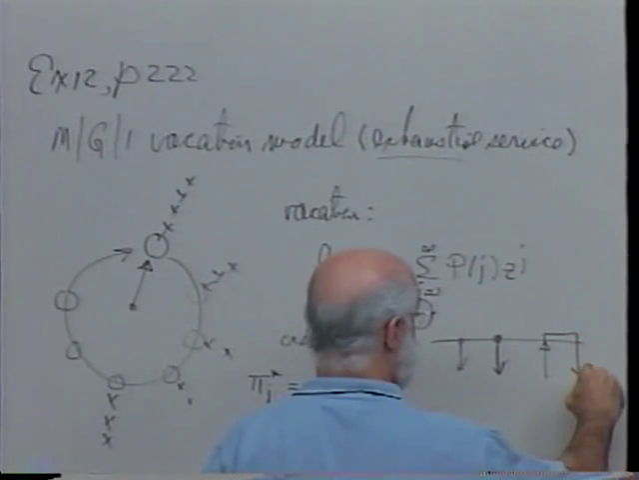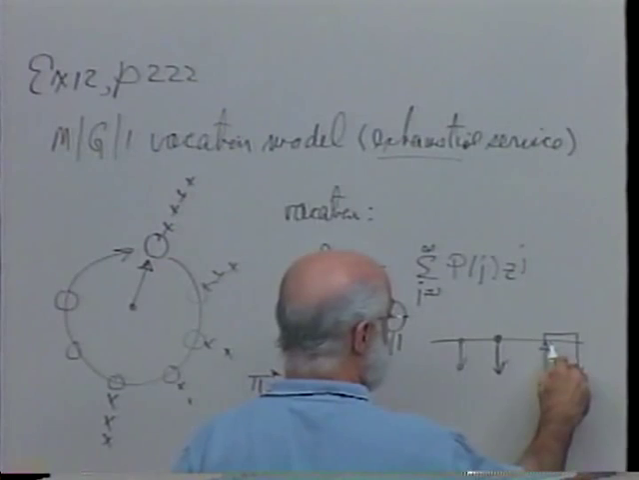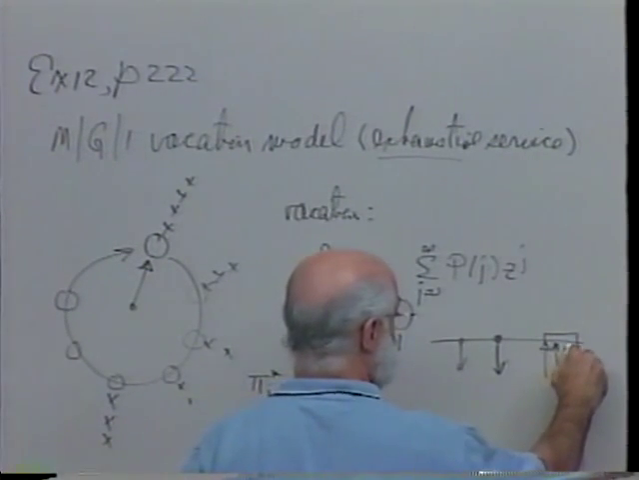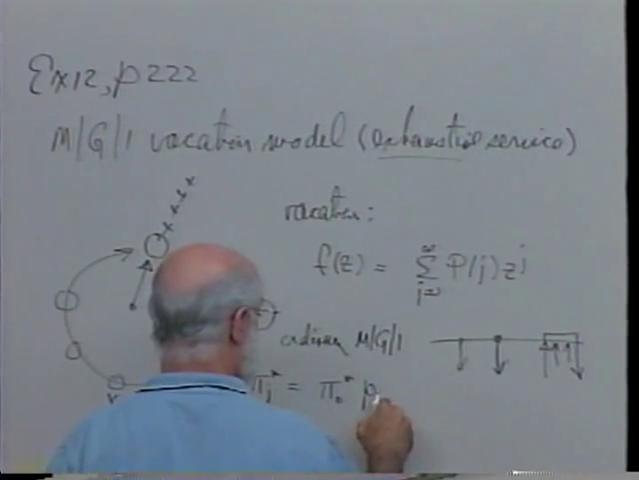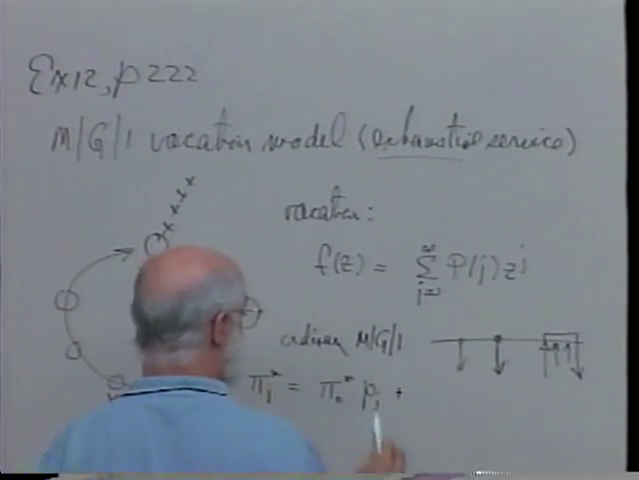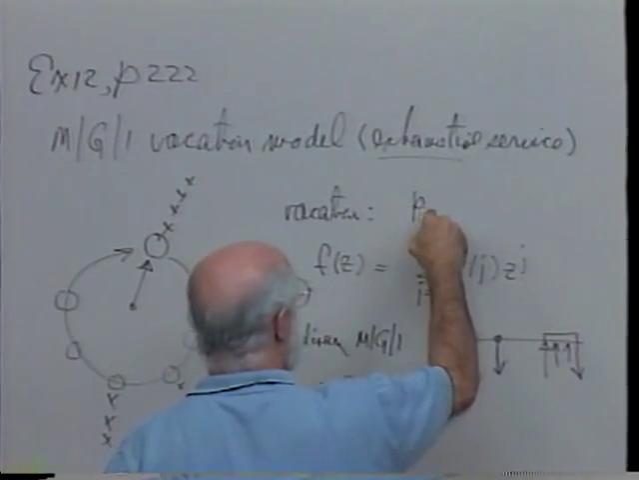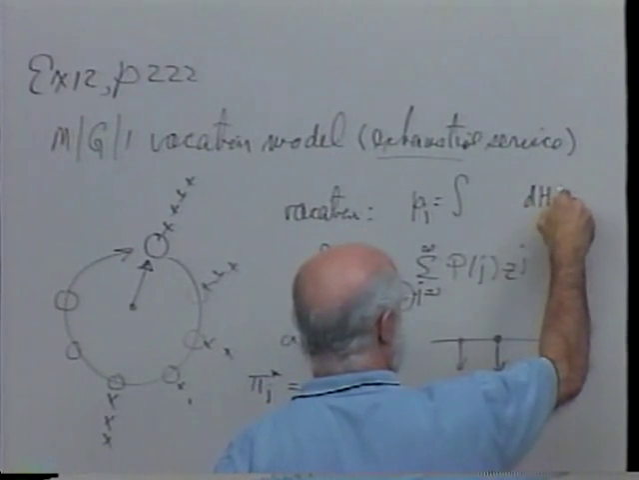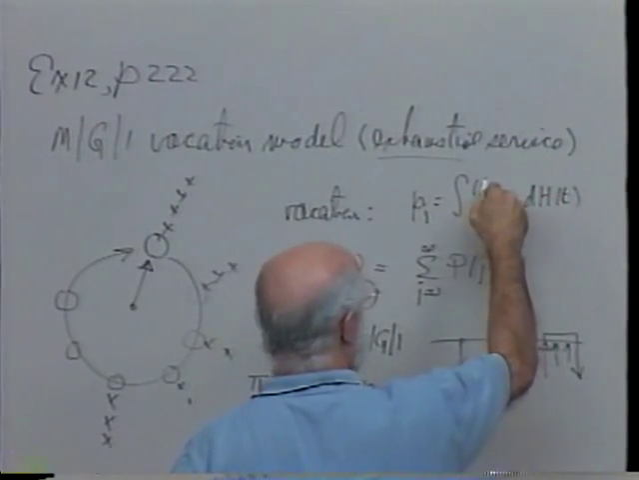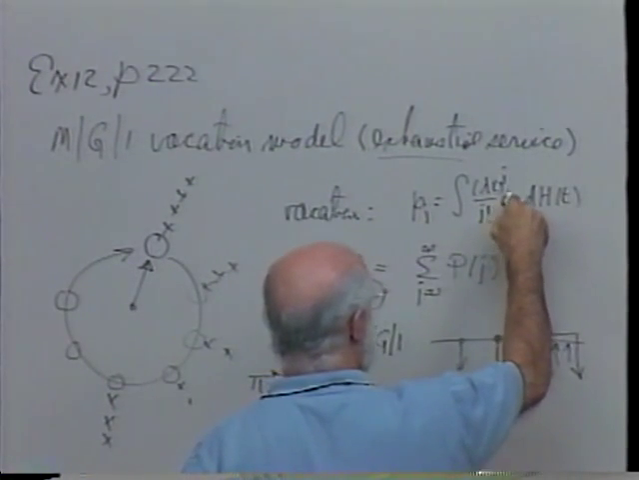And so the number that he will leave behind, since he will be the next departure, will be the number that arrived during his service time. And we call that probability little pj. So little pj was the probability, this guy right here. That's the probability that during a service time, the number of arrivals, according to a Poisson process, is exactly j.